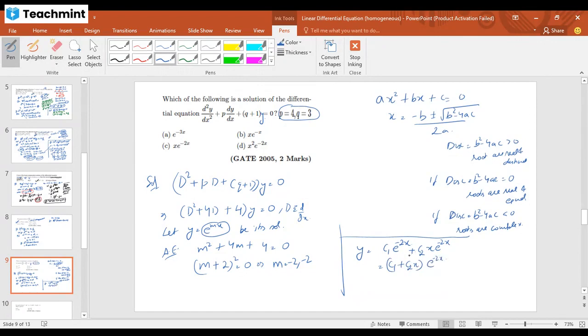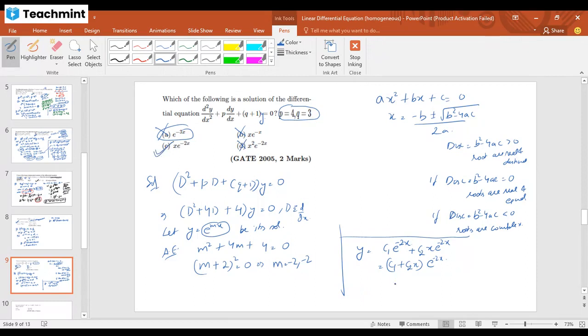Okay, so we need to find which of the following represents a solution. E power minus 3x is not a solution. E power minus x is not a solution. E power minus 2x is a solution, but x square would mean that the root is repeated 3 times. But the root is repeated 2 times only, so again it is not the option. So the correct answer is option C only.